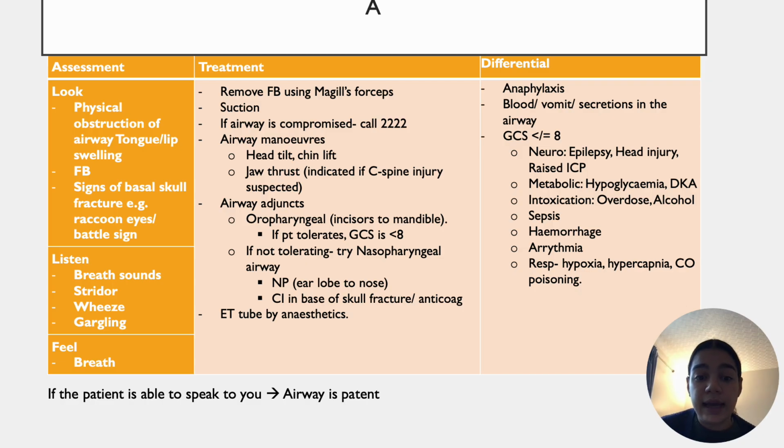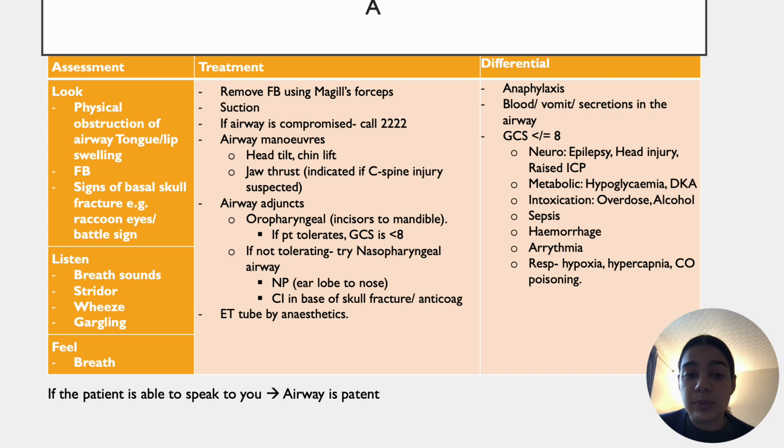So going through A, there's more information than you'd probably need here when assessing a patient in an OSCE situation. But the first way that you'd go about it is say, if the patient is able to speak to you, the airway is patent, and then you can move on. But if there are potentially any issues in airway, you'd want to go into a bit more detail.